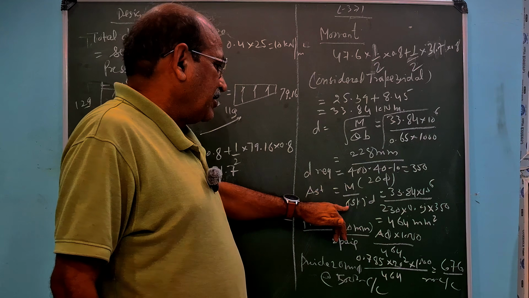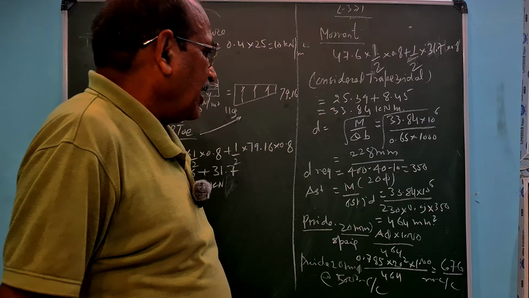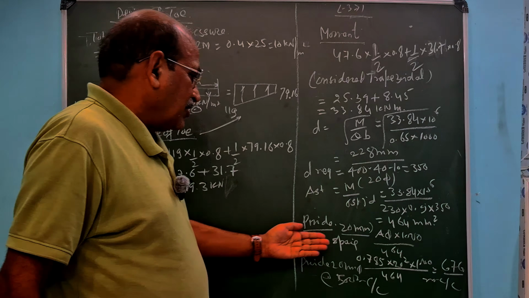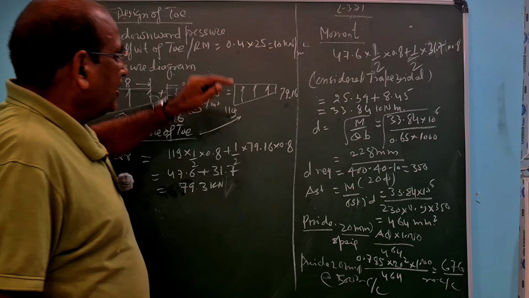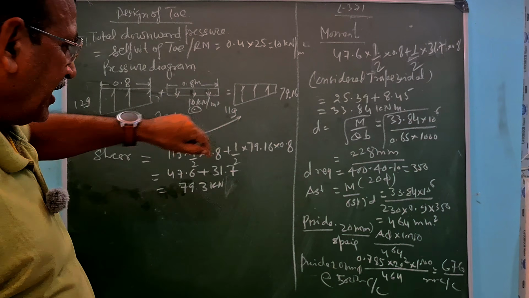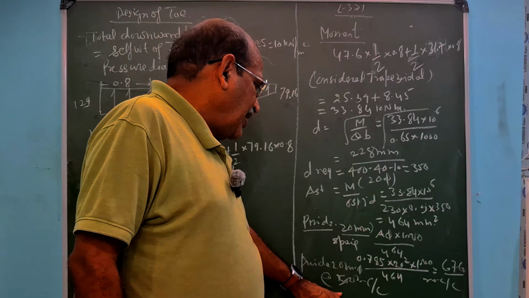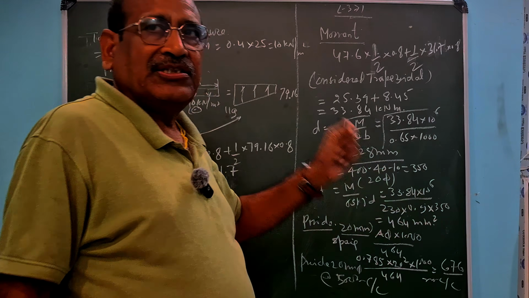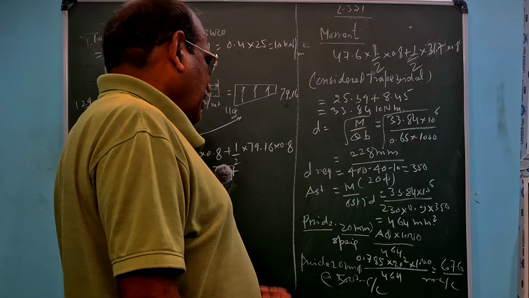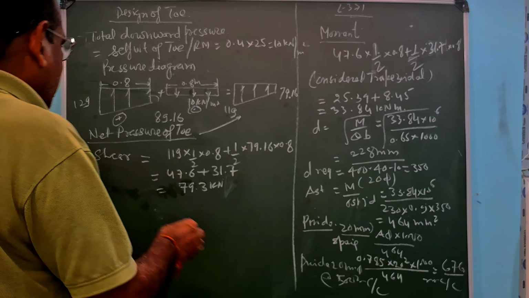So AST will be M by sigma ST into J into D, that is 33.85 into 10 power 6 by 230 into 0.9 into 350. This is your J, and 350. So we are getting 464 mm square. We can go for this 20 mm because from the stem the bar is coming, is bent and taken towards the toe. So you adjust this 20 mm. This is required at 500 mm center, but if you put 250 mm, so alternate bar will go inside the toe. This can be managed.